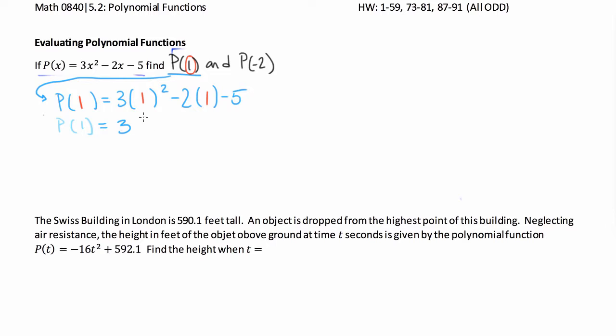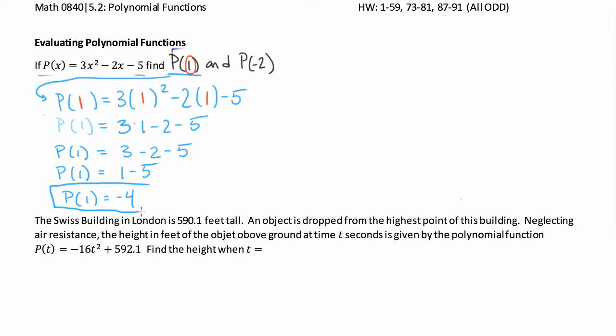So I have 3 times 1 squared is just 3 times 1 minus 2 minus 5. P of 1 equals 3 minus 2 minus 5. 3 minus 2 is 1. And eventually I get down to p of 1 equals negative 4. And so this would be my answer. The function p, evaluated at 1, gives me an output of negative 4.